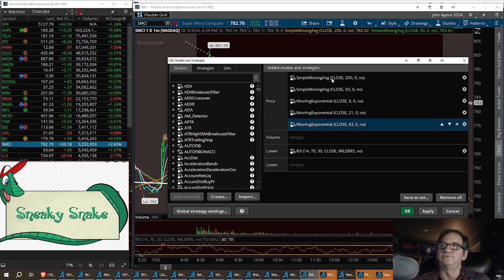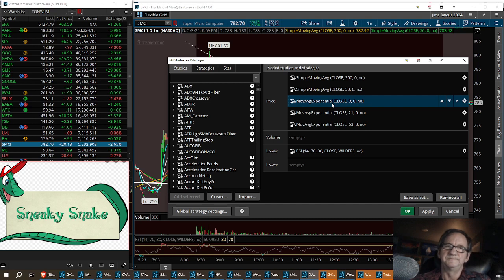I use the 200, the 50, and the 63 for entries and exits. And I use the 21 and the 9 to keep me in the trade. It identifies if the stock's bullish or bearish when I'm trading around with them. And those are the EMAs.